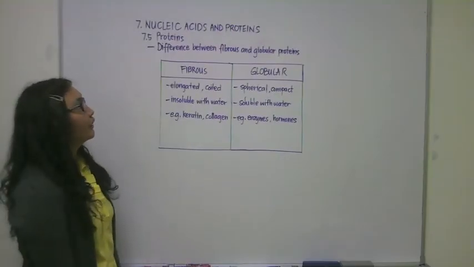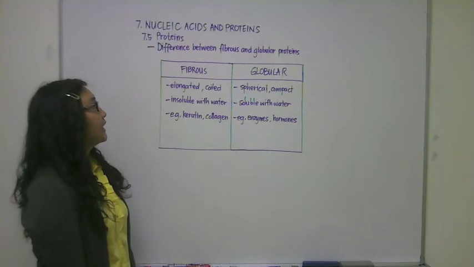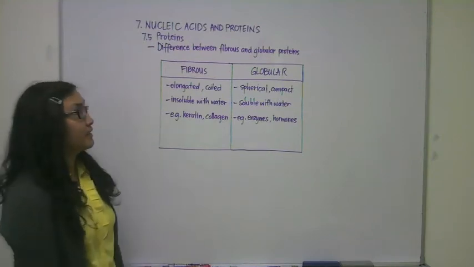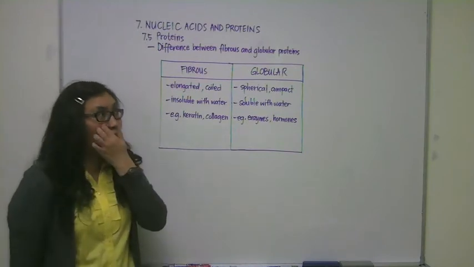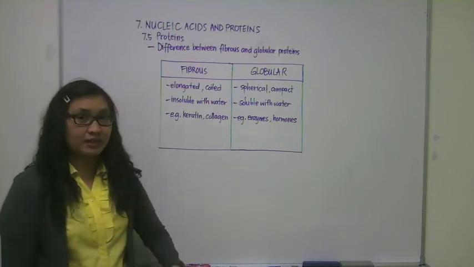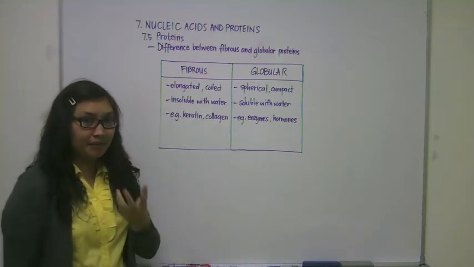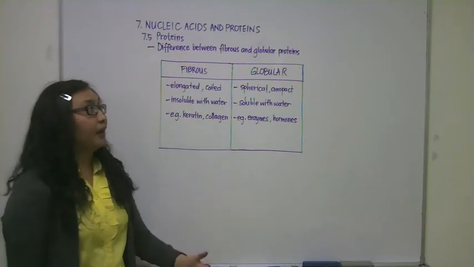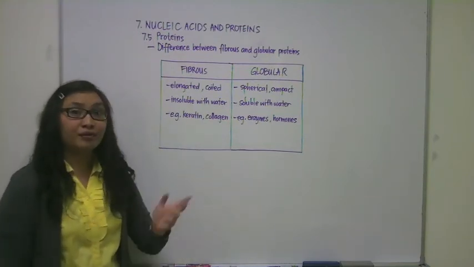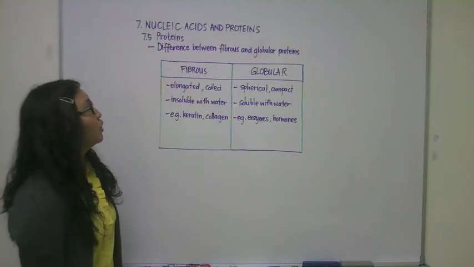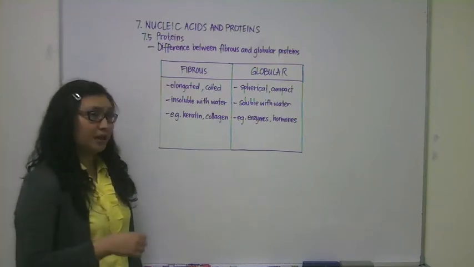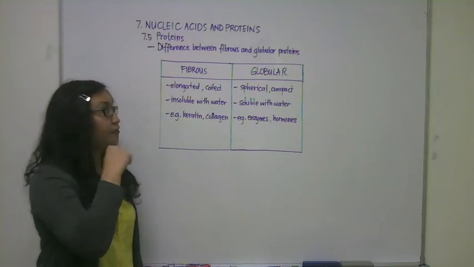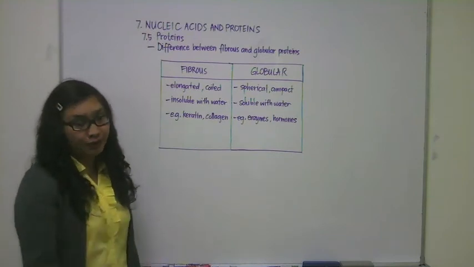Another area that is discussed under the subtopic proteins is fibrous and globular proteins. One of the most common questions asked in IB regarding this area is to differentiate the two structures. By knowing the differences between the two structures, students are able to earn more marks.